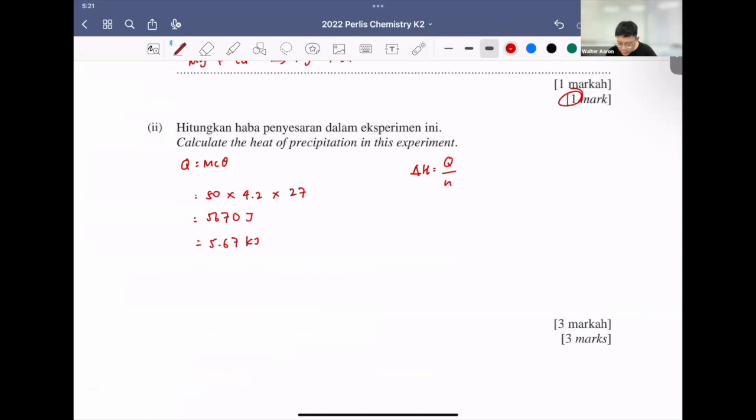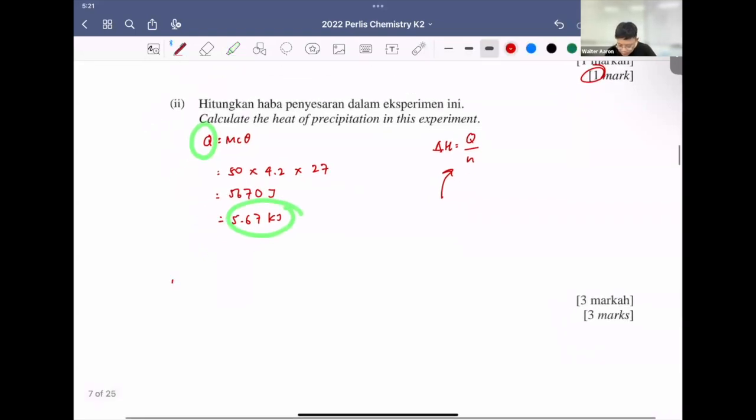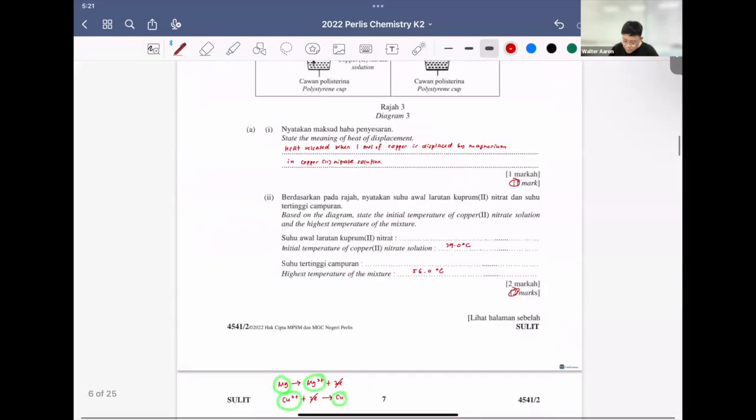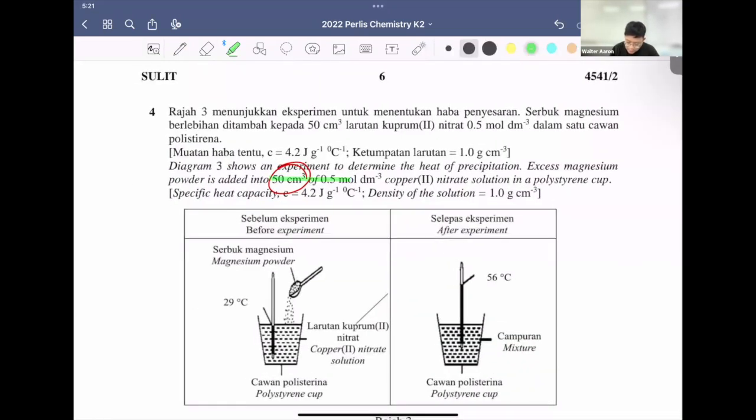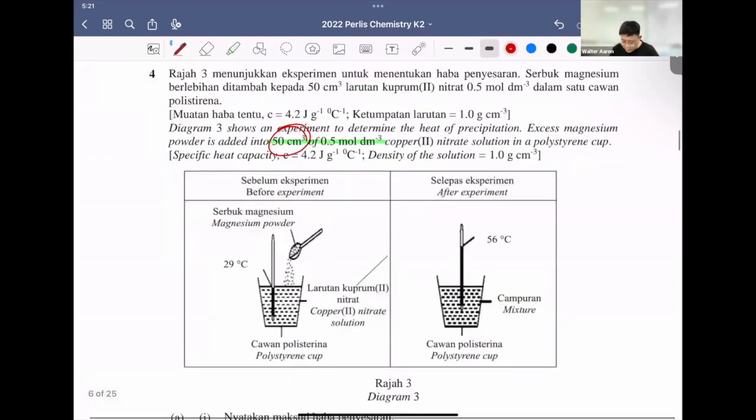And then the second part here is to get the N first, because you got the Q already. This is the Q. So our job now is to get the N before I can use the second formula. So N here will be very simple. N will be referring to MV over 1000, which is molarity times volume divided by 1000. So now the concentration and volume are given: 50 and 0.5.